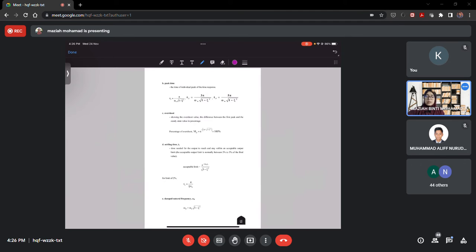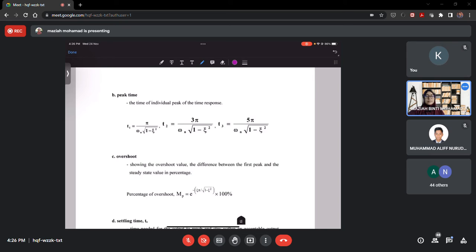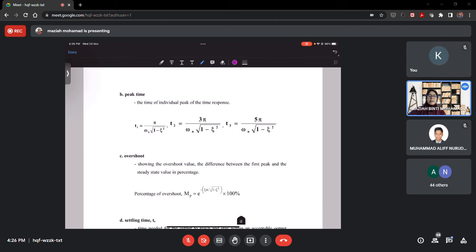Right, this is the equation for peak time. T1 is pi, you can simplify it to pi over omega d. T2 is 3 pi over omega d. T3 is 5 pi over omega d.